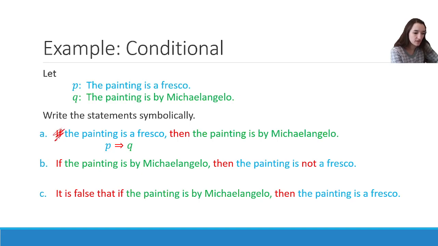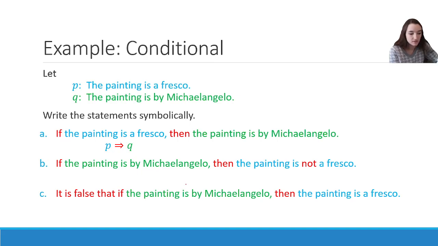So we kind of ignore the if part of this, which you can ignore verbally as well, because I could also say the painting is a fresco, then the painting is by Michelangelo. I could also ignore the then. I could just say if the painting is a fresco, the painting is by Michelangelo. There's a lot of ways we could say this, so you really have to pay attention. But the arrow still goes between the two thoughts, right?